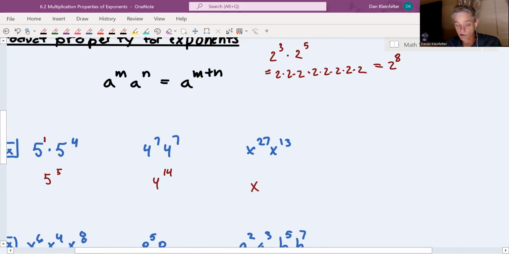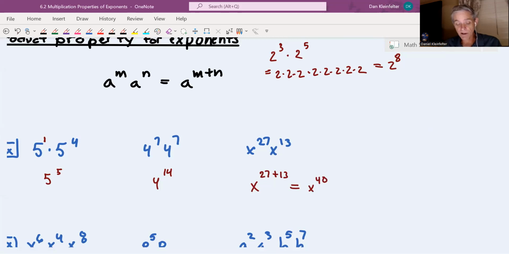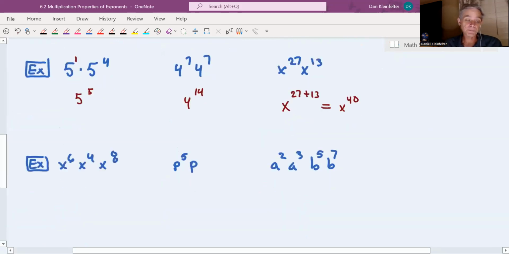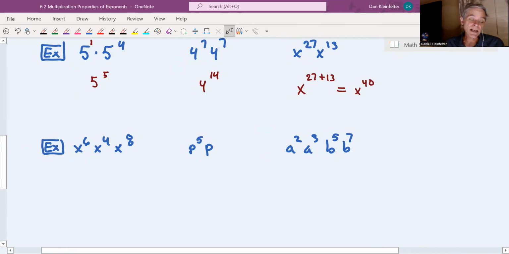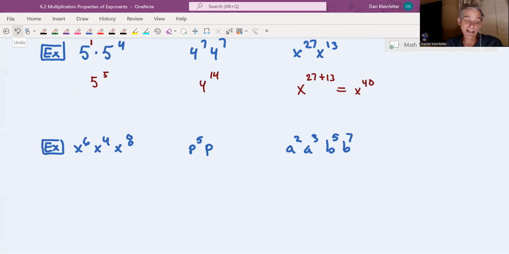X to the 27 plus 13th power, that's x to the 40th. Okay, in the next one, we have 3 factors, x raised to the 6th power, then 4, then 8.